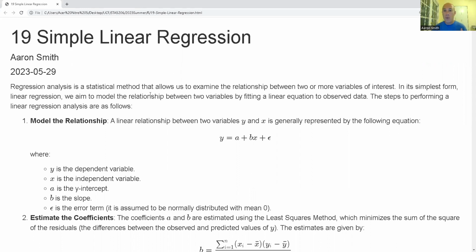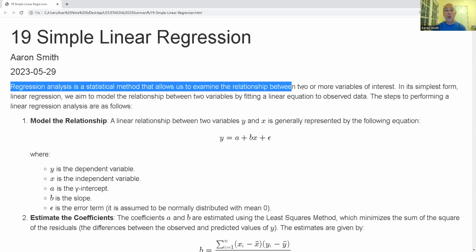Now, we can use this for the purpose of prediction. We can use a simple linear regression model for the purpose of understanding the relationship between two variables. And we can also use simple linear regression for the purpose of controlling the dependent variable where we can alter the independent variable.